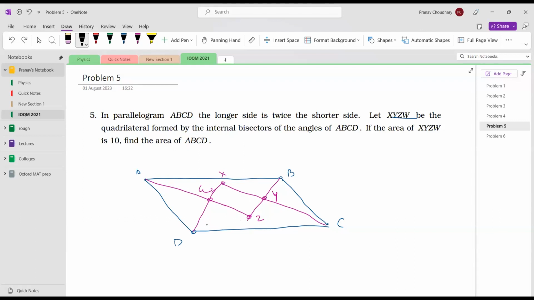Let's do something with angles because it's geometry. Let's say this angle is theta, and since it's an angle bisector, there should be theta here. This whole angle BAD should be 180 minus 2 theta. So half of this angle will be 90 minus theta, and this is 90 minus theta. So this angle will be 90 degrees, and you can show that all four angles are 90. So basically XYZW is a rectangle.